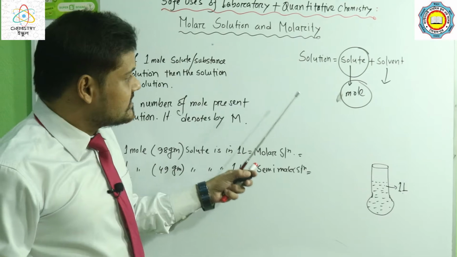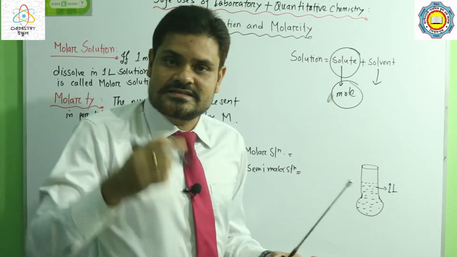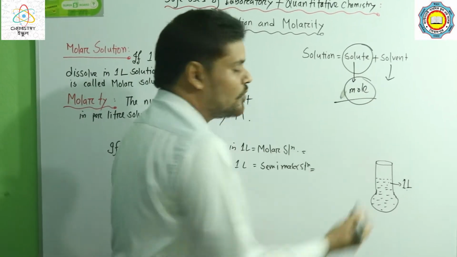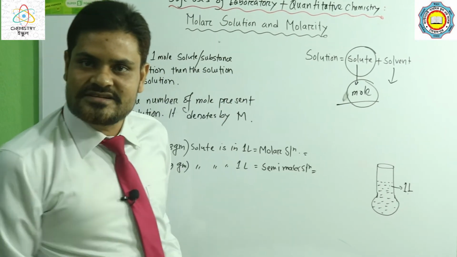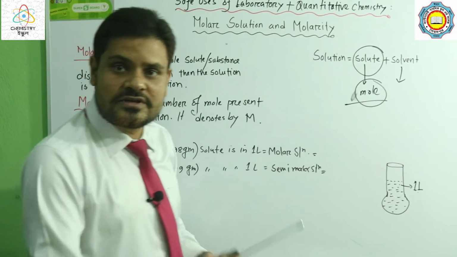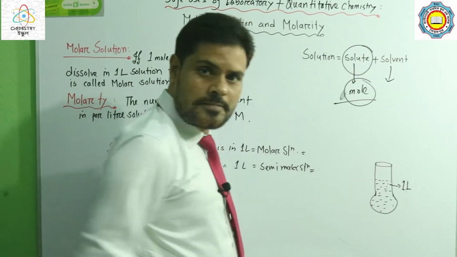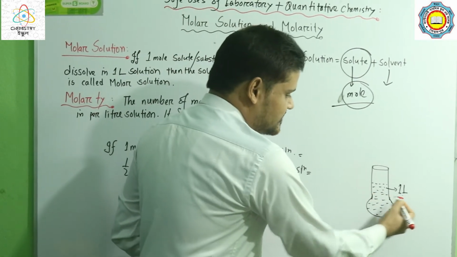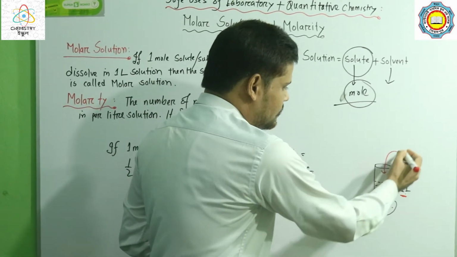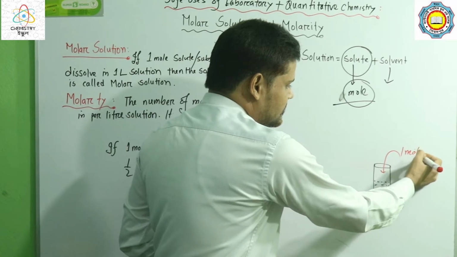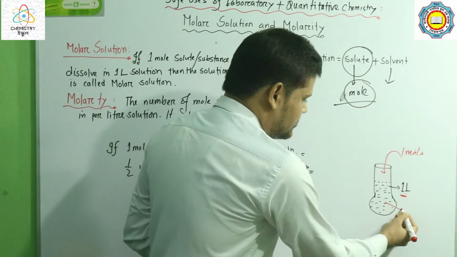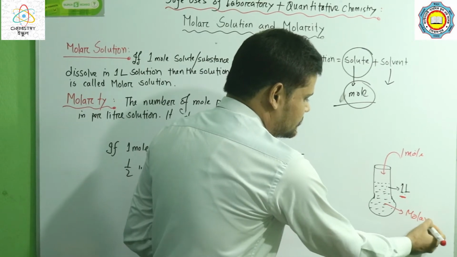And for this, if we easily say, if we just dissolve 1 mole of substance in 1 liter of solution, that will be the molar solution. Dear learners, have a look on the figure. Here there is a container. This container contains 1 liter of water, and if we dissolve 1 mole of solute of any substance, then the solution will be the molar solution.